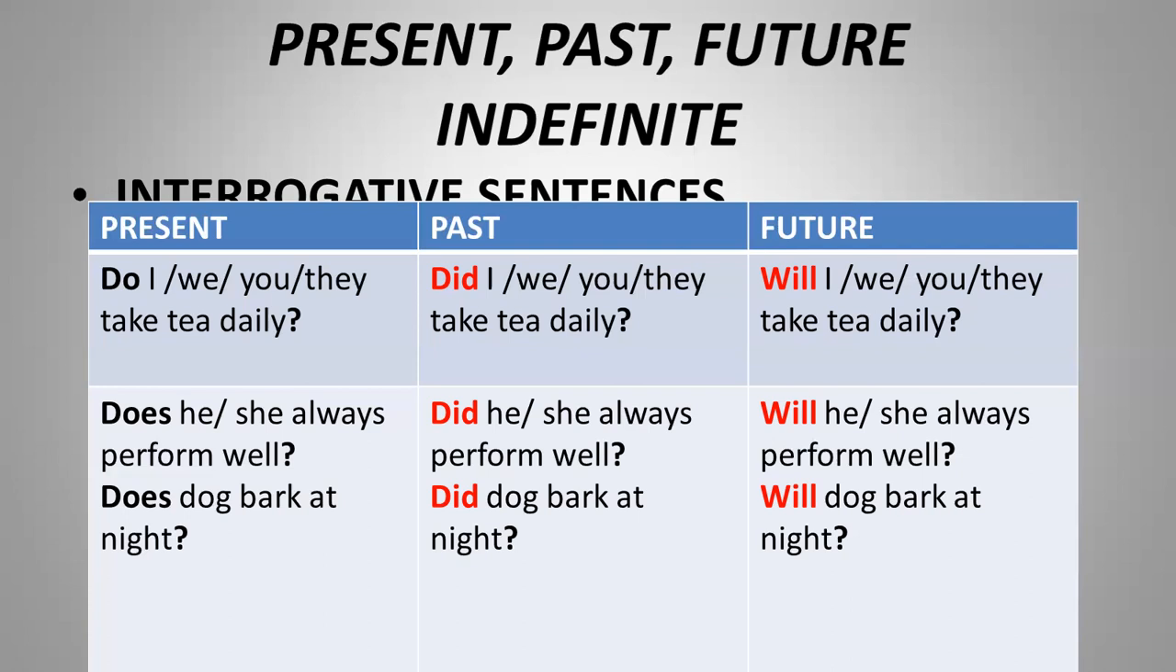In past, we bring did in the beginning and the sentence becomes, did they take tea daily? Did we take tea daily? And with third person singular, did he or she always perform well? Did dog bark at night? In future, we have already the agent, that is helping verb, which will be brought in the beginning. Will I or will they or will we take tea daily? For third persons, will he or will she always perform well? Will dog bark at night? This is how we form interrogatives in indefinite. That is bringing do, does, did, and will in the beginning, and the trick is done.